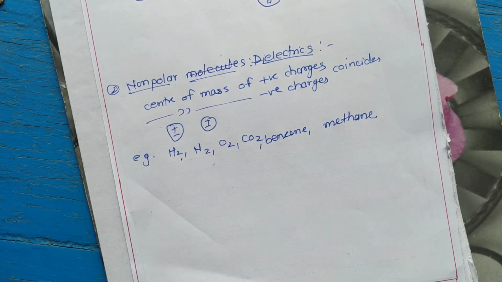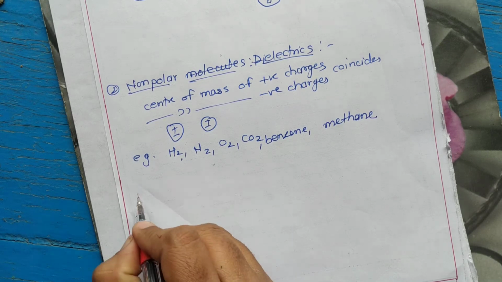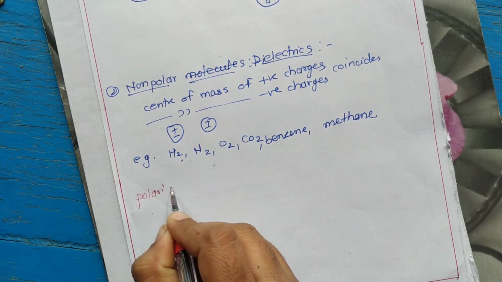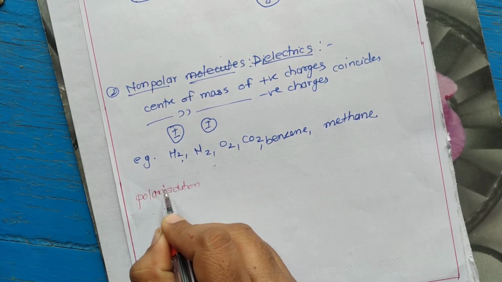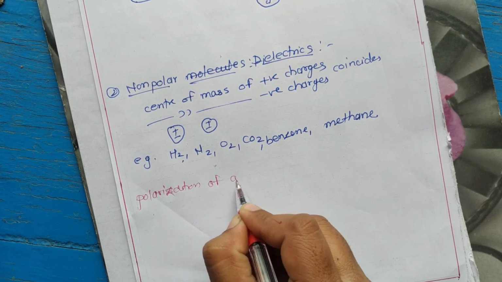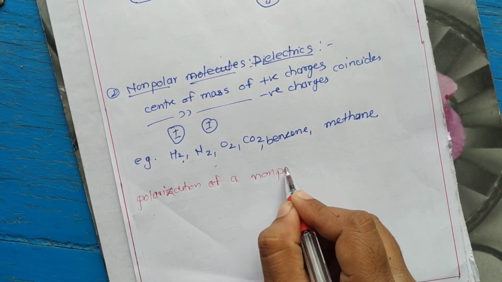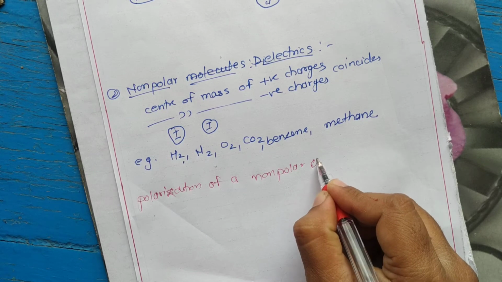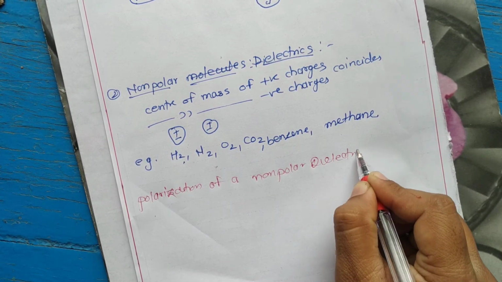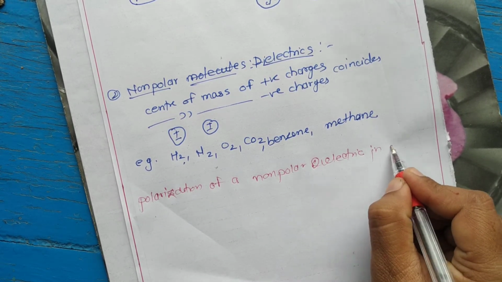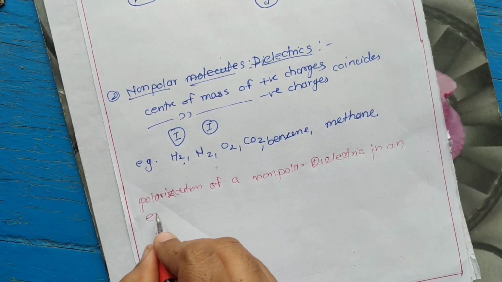The next point is polarization of a non-polar dielectric in an external electric field.